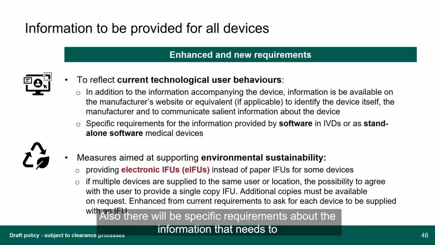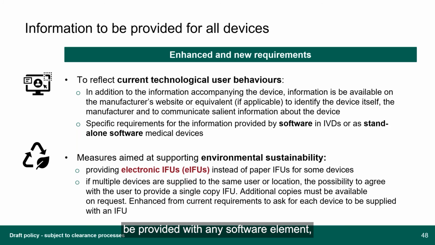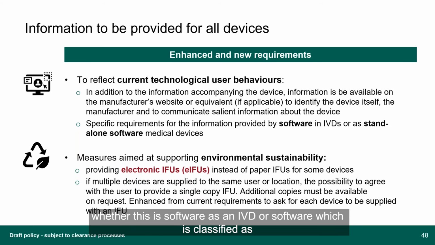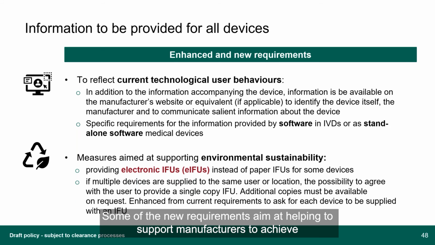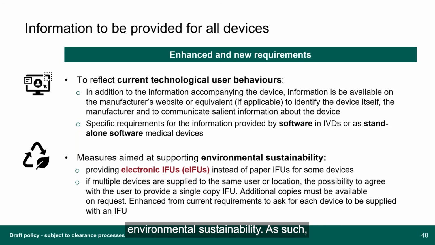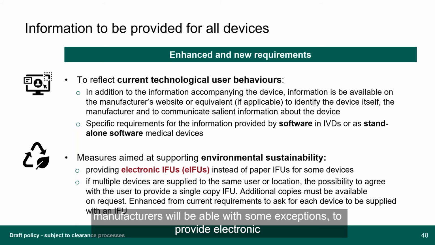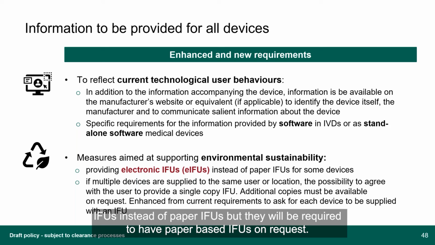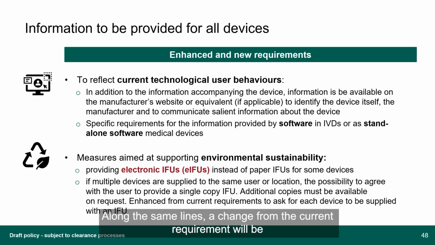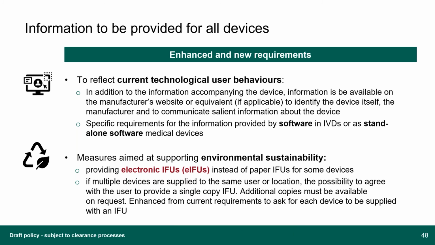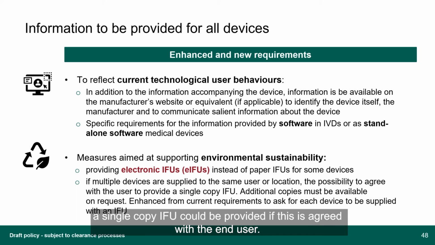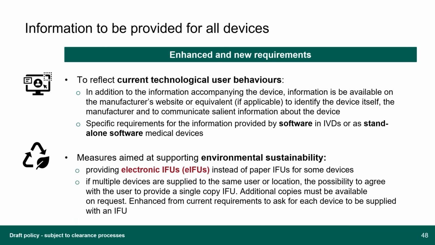Also, there will be specific requirements about the information that needs to be provided with any software element, whether this is software as an IVD or software which is classified as standalone software as a medical device. Some of the new requirements aim at helping to support manufacturers to achieve environmental sustainability. As such, manufacturers will be able, with some exceptions, to provide electronic IFUs instead of paper IFUs, but they will be required to have paper-based IFUs on request. And along the same lines, a change from the current requirement will be the removal of the need to provide an individual IFU with each device when more than one copy of that specific device will be supplied to the same end user. So in those cases, a single copy IFU could be provided if this is agreed with the end user. Next slide, please.